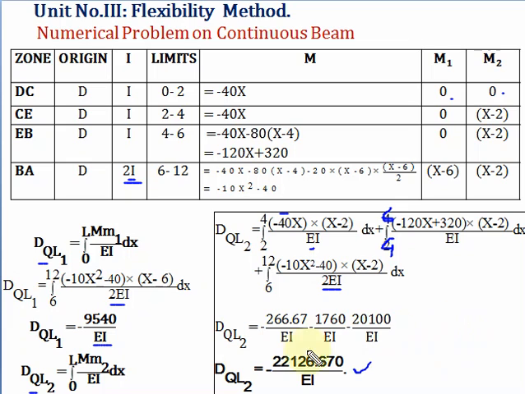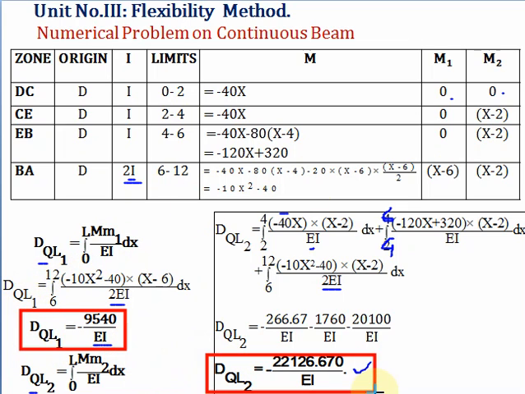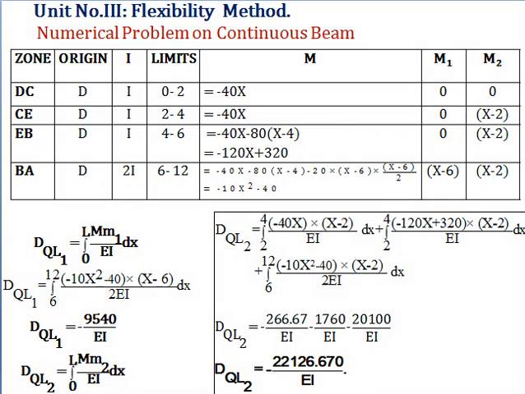So here we have found out the value of DKL1. We have found out the value of DKL1, and also we have found out the value of DKL2. Okay. So from this we'll get the DKL1 matrix. Okay. We'll see the next slide.